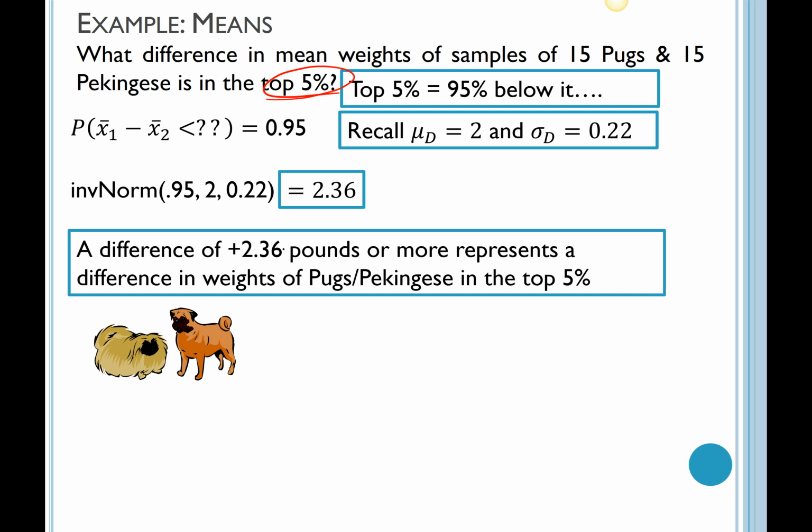The last two questions, 3 and 4 for your examples, really highlight using inverse norm and going backwards instead of trying to compute a probability. All right, this concludes video 2.